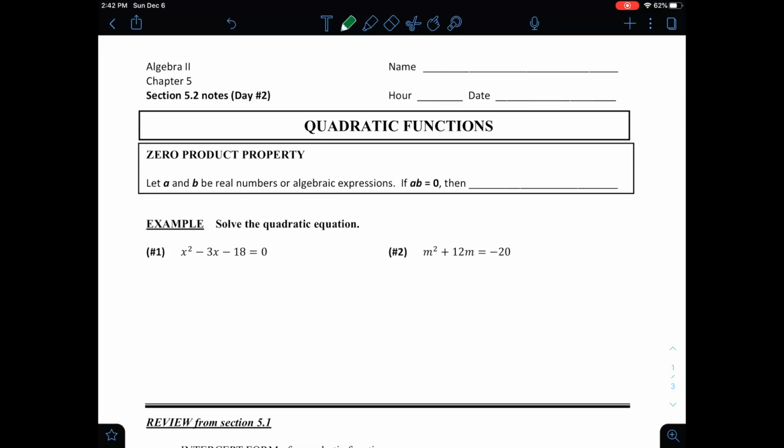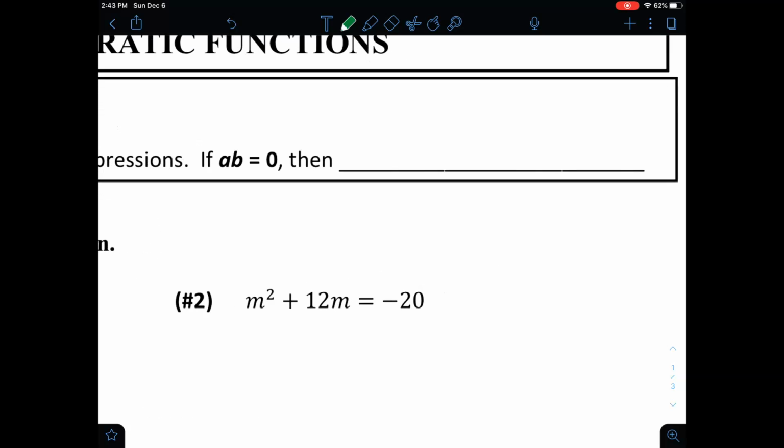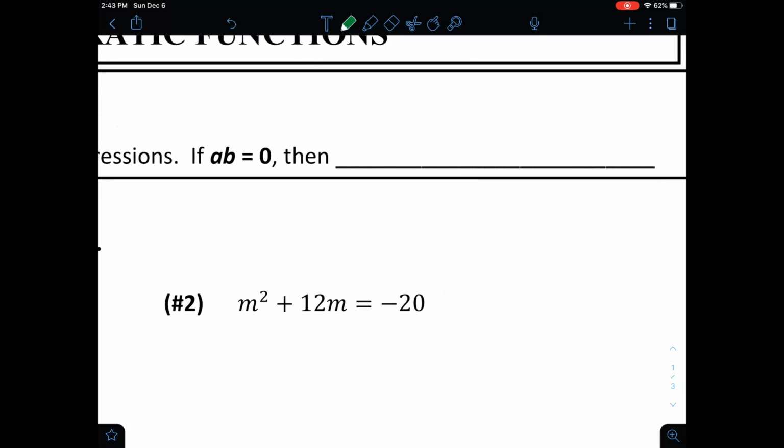A very important property that allows us to solve quadratic functions is the zero product property, or ZPP, some people call it. The property says this: let a and b be real numbers or algebraic expressions. If a times b equals 0, then a equals 0 or b equals 0. Does that make sense?